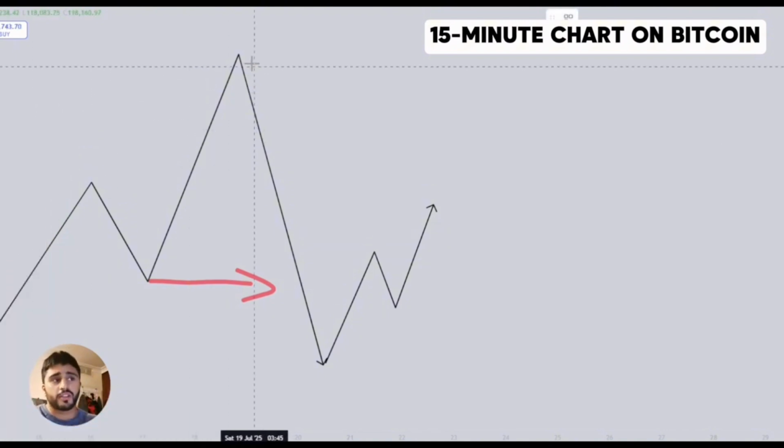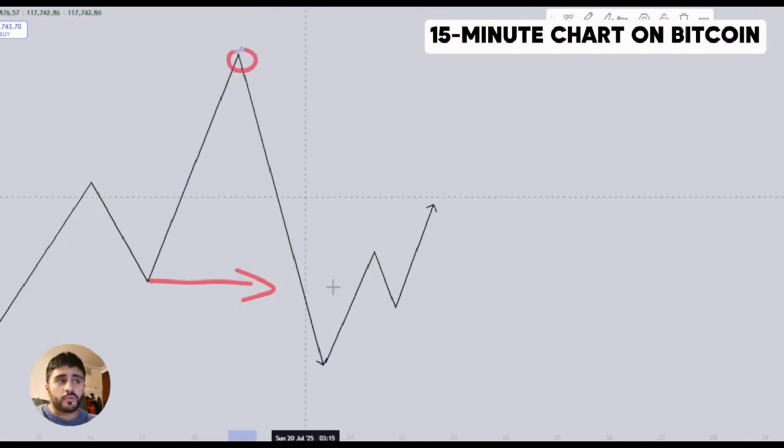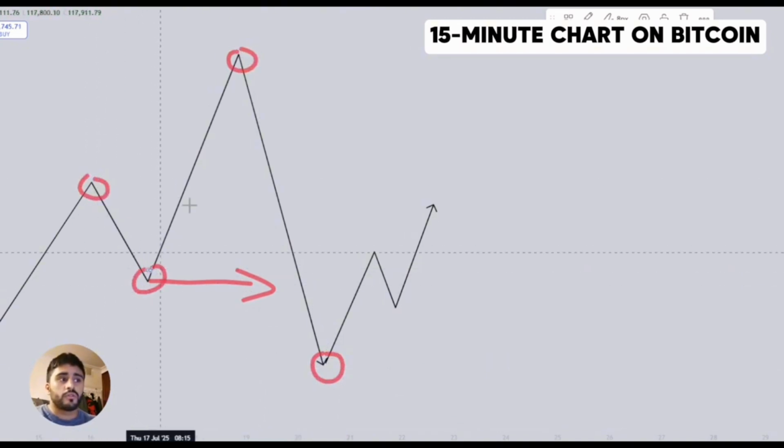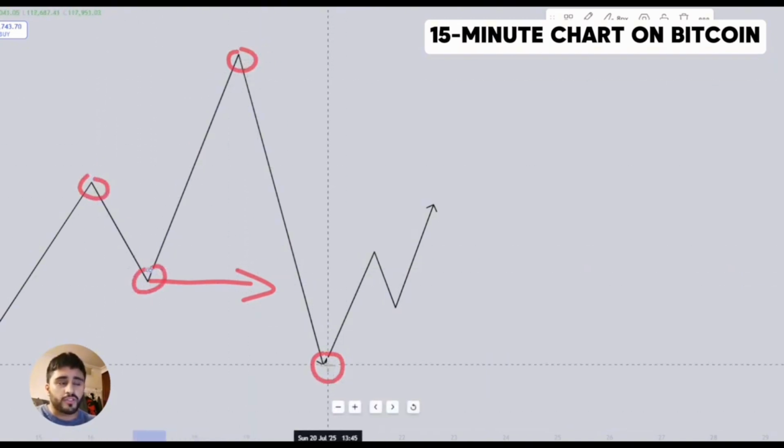The first is market structure. So we have a structural high and we have a structural low. So this is our market structure. We have a structural high, structural low, structural high, then we had a break of structure.